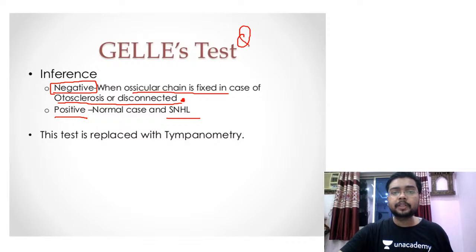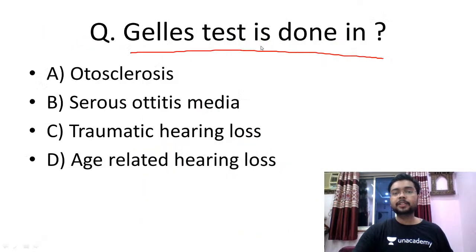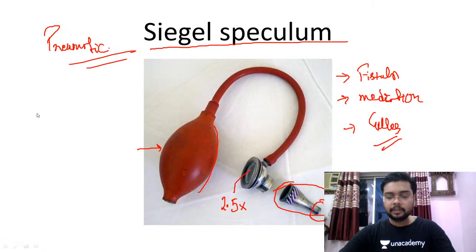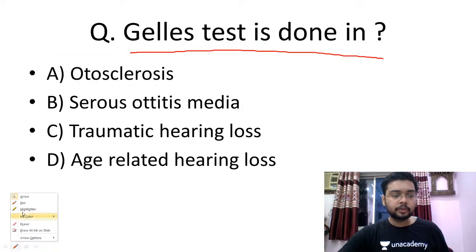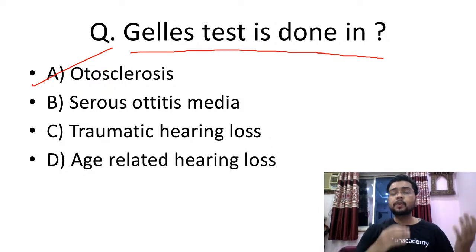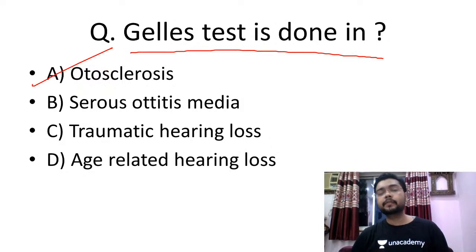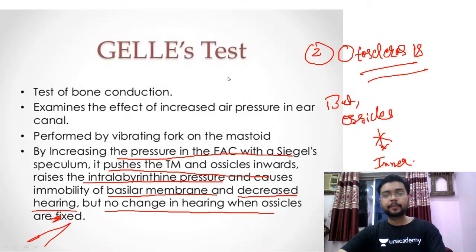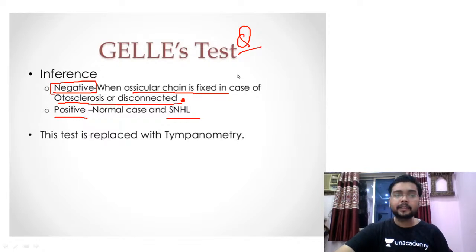So why is the interpretation important? Because this time they had just asked what it is used in. So by now you know that it is used in otosclerosis. But next time they can ask you whether Gelle's test is positive or negative in otosclerosis. So mind that, write me in the comments. Yes, Gelle's test is negative in otosclerosis, right?